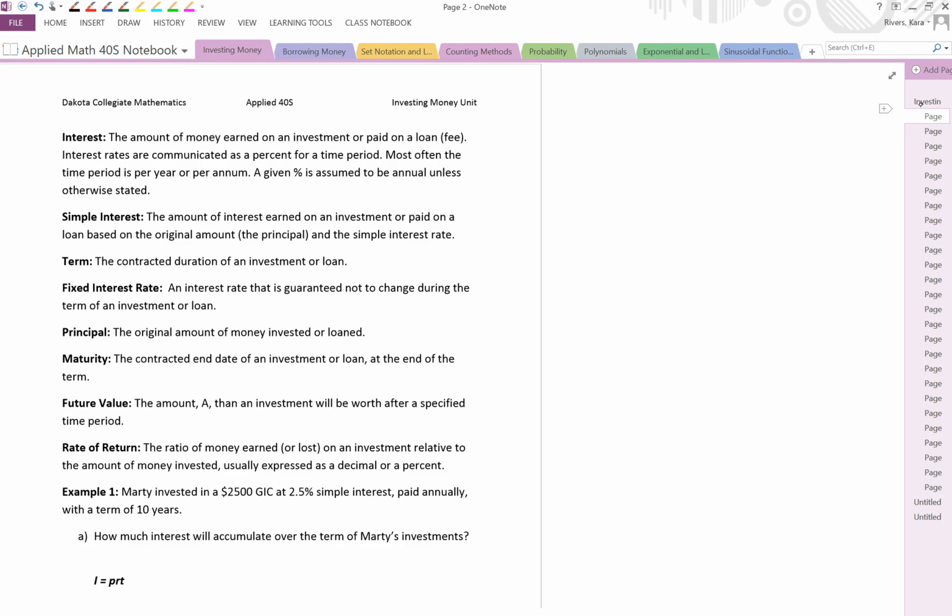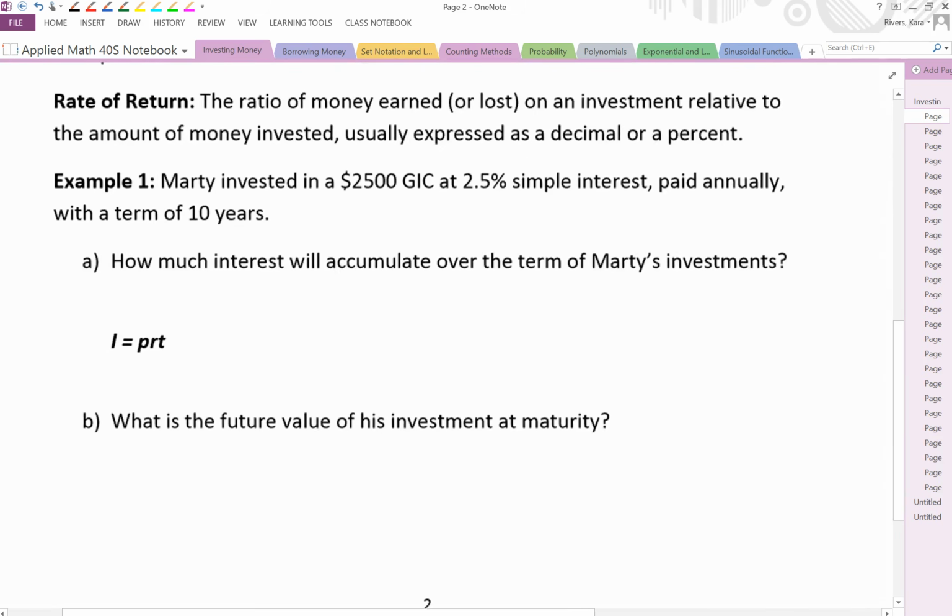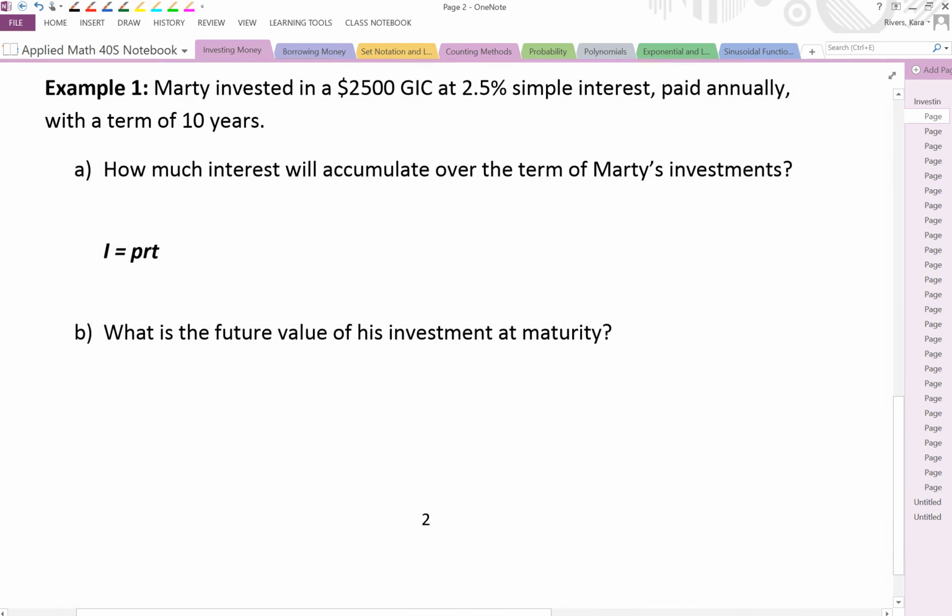So let's take a look at the first example. Example 1 says Marty invested in a $2,500 GIC at 2.5% simple interest paid annually with a term of 10 years. So a GIC is a guaranteed investment certificate. There are different terms for guaranteed investment certificates, so we need to know about those. And for the most part, they aren't that high when we're talking about our risk factors.